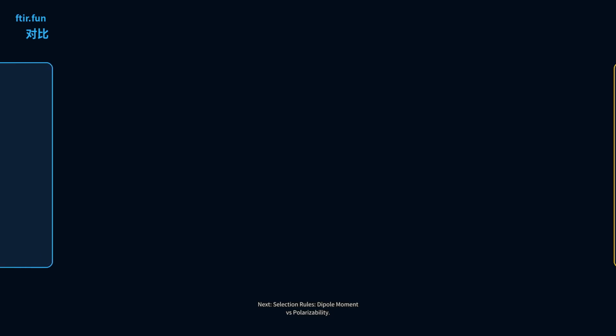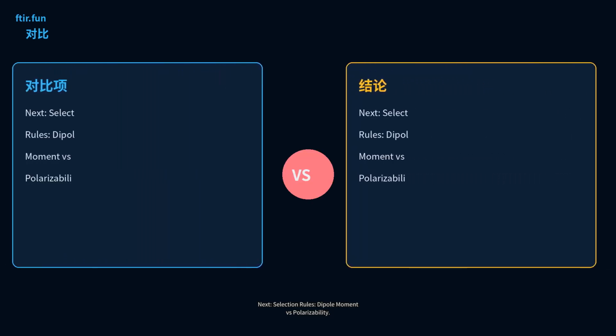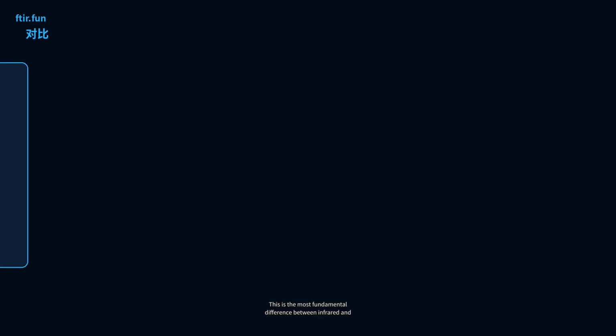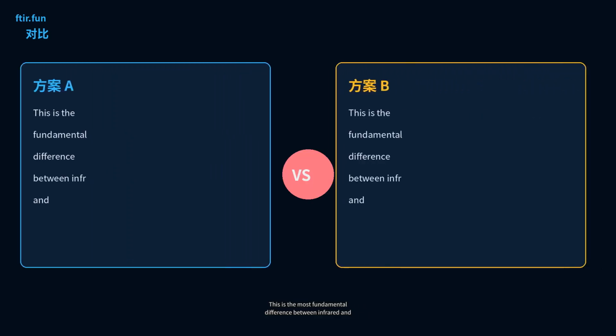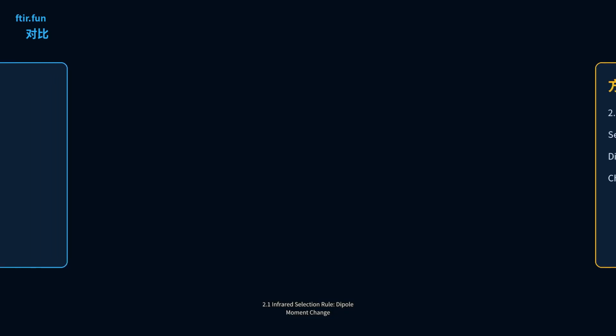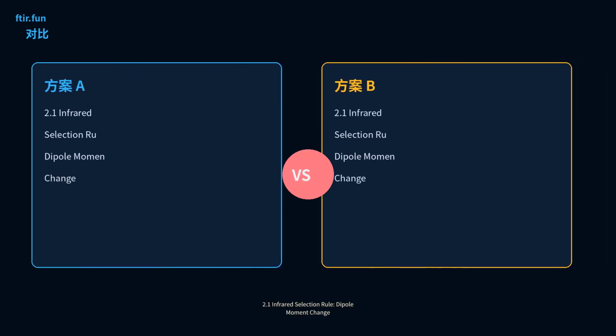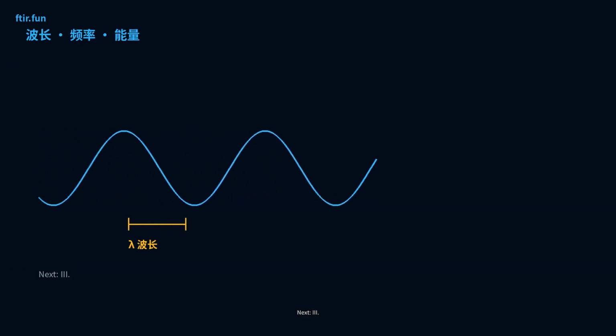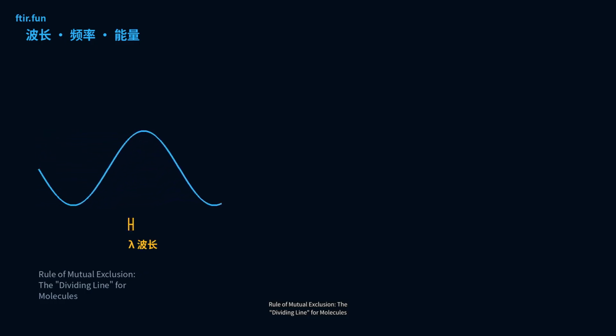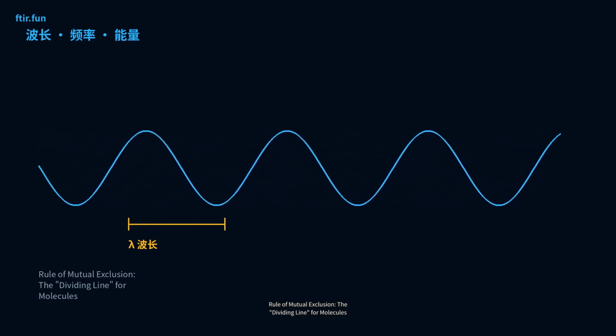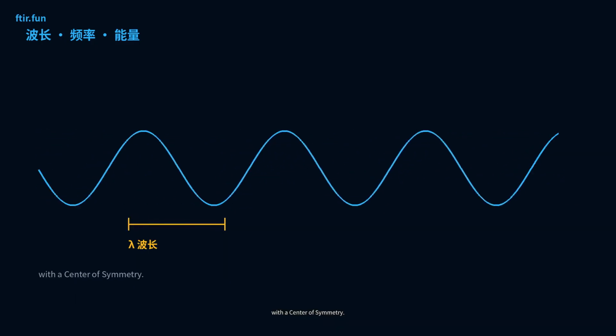Next, selection rules. Dipole moment vs polarizability. This is the most fundamental difference between infrared and Raman. 2.1 Infrared selection rule. Dipole moment change. Next, the rule of mutual exclusion, a dividing line for molecules according to the center of symmetry.